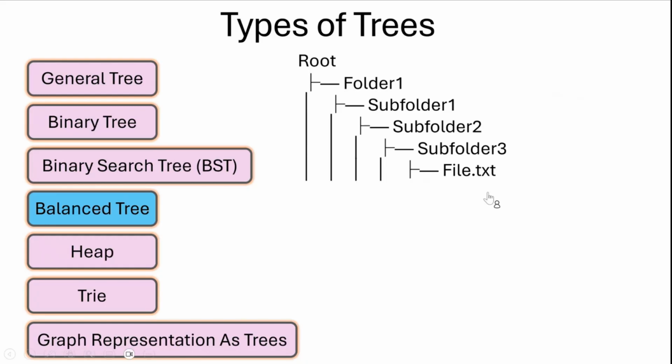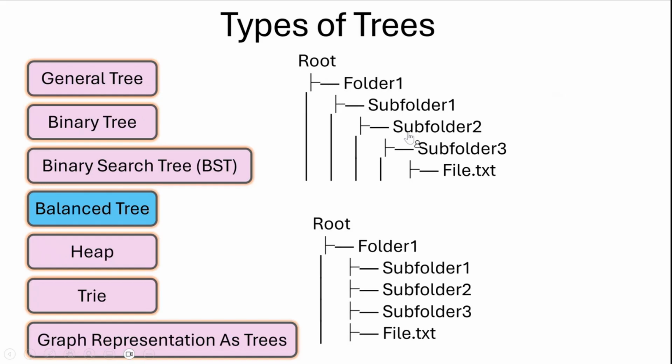For example, if we have a folder structure like this, where file.txt is stored in so much hierarchy, then it becomes inefficient to get the file.txt. But if we balance this structure like this, then the file.txt retrieval becomes fast because the height from the root to the subfolder till the file is less compared to here, right? So balanced trees help in such cases. Our folder structure in a computer is a good example of a balanced tree.